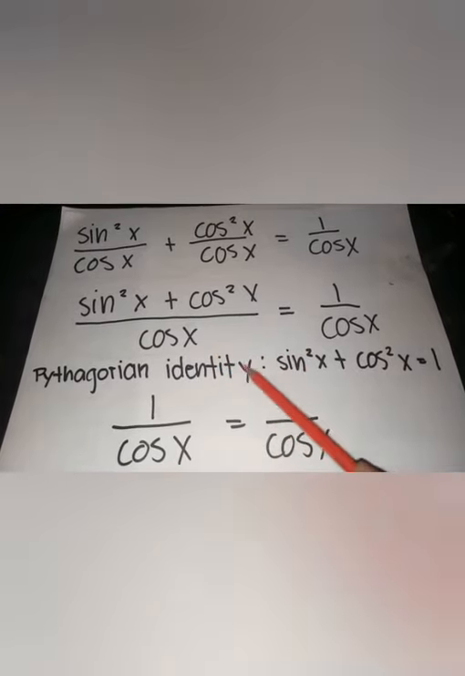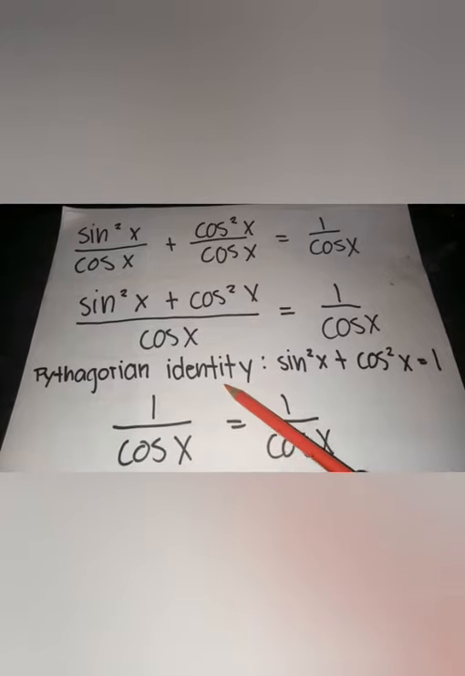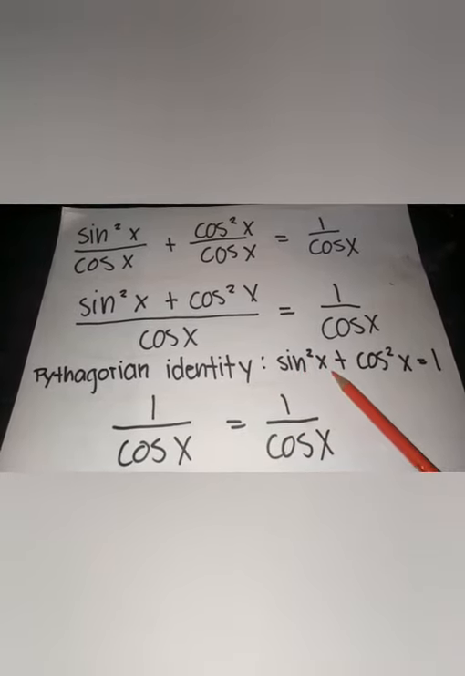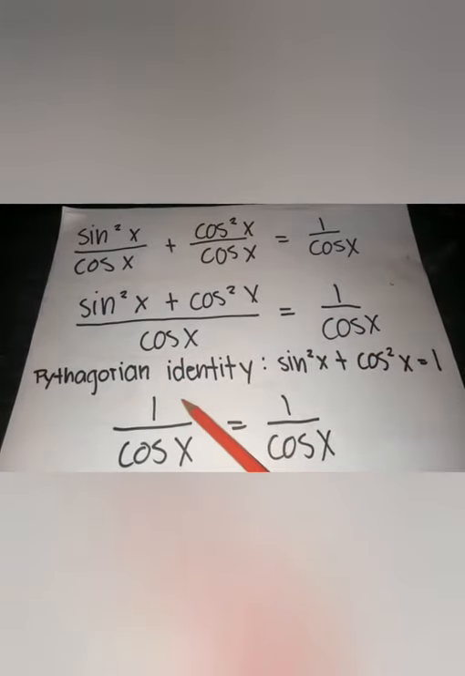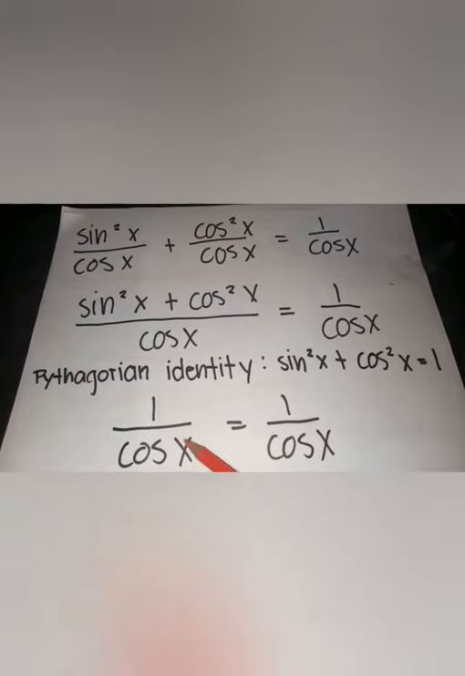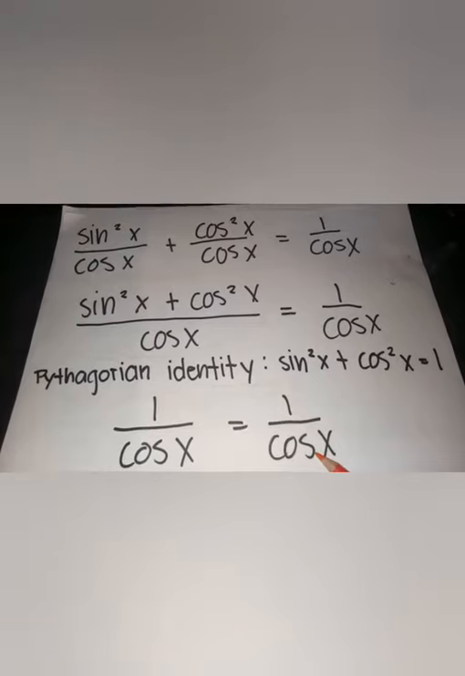And there's a rule which is the Pythagorean identity, which is sine squared x plus cosine squared x is equal to 1, and this will become 1 over cosine x, and 1 over cosine x is equal to 1 over cosine x. So this equation is an identity equation.